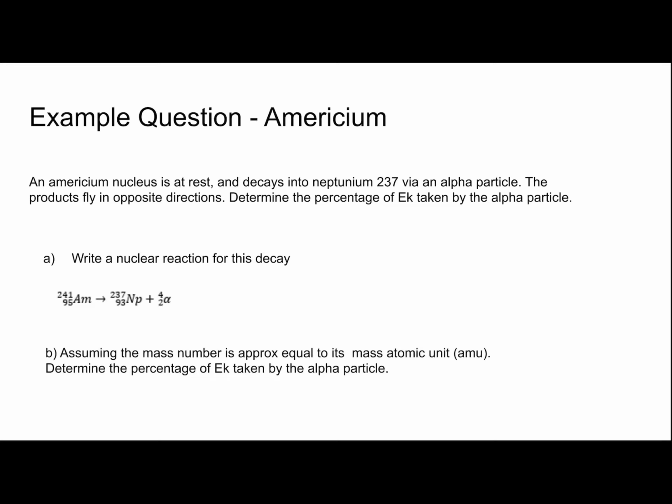Question B. Assuming the mass number is approximately equal to its mass in atomic units, determine the percentage of EK taken by the alpha particle. So basically, assuming that for the alpha particle the mass number is 4, its mass is 4 atomic mass units, and for neptunium its mass number is 237, so assume that its mass is 237 atomic mass units.